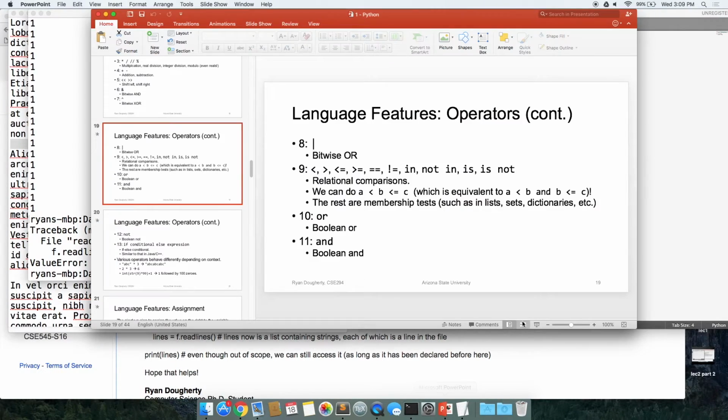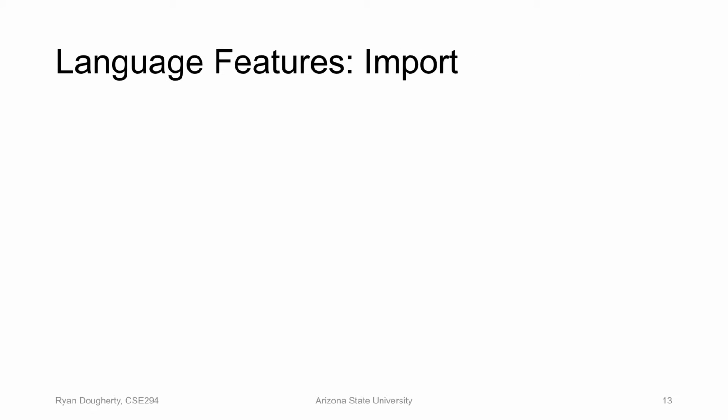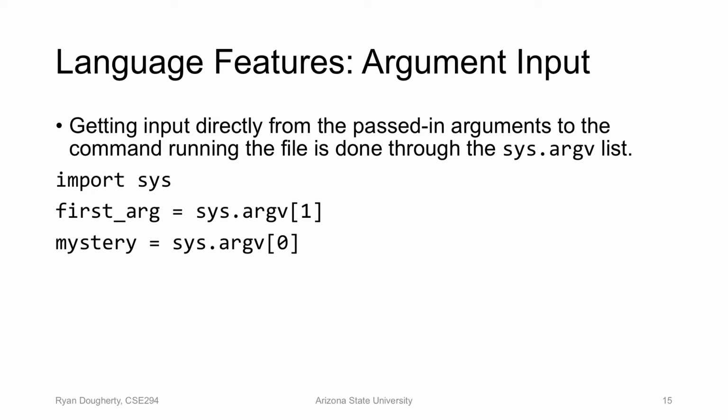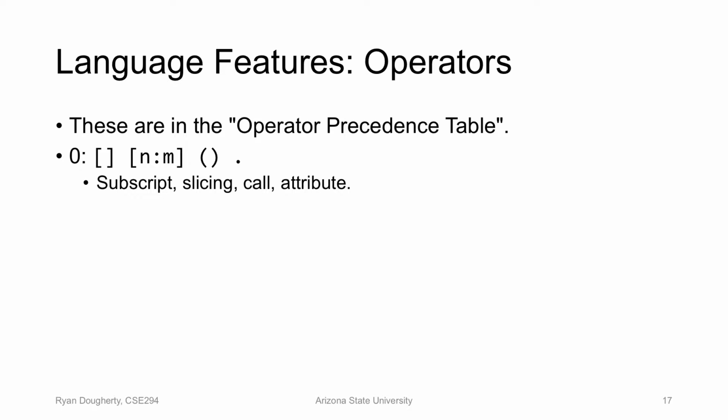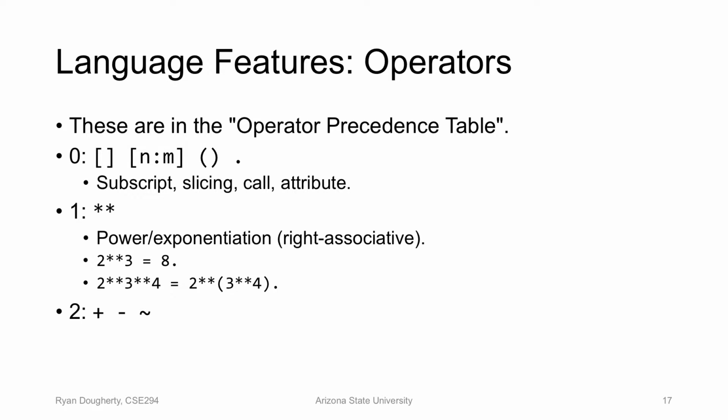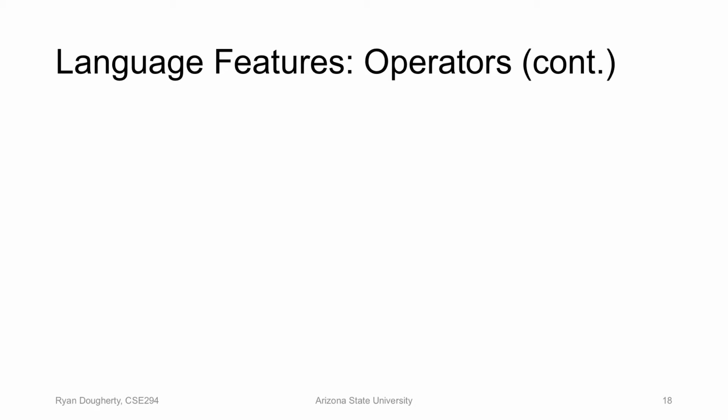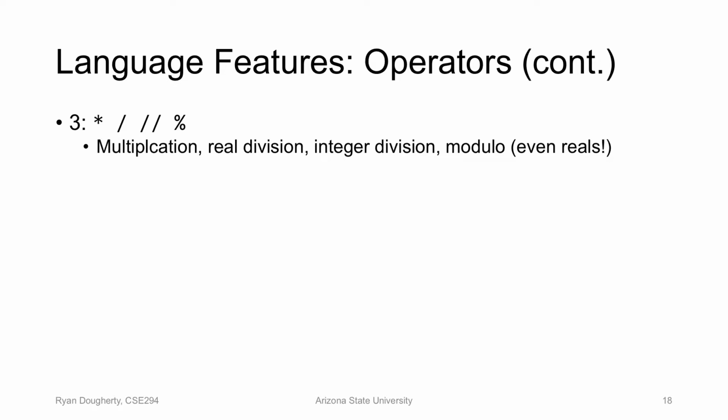Okay, cool. So we've been talking about this thing called the Operator Precedence Table, and we've been making our way through that. At the top of the precedence table are these four operations: subscript, slicing, call, and attribute. Then exponentiation, which is right associative and works on integers, then unary negation, plus, and one's complement. Then we covered multiplication, real division, integer division, so there is an actual integer division operation, and the modulo operator, which is remainder.